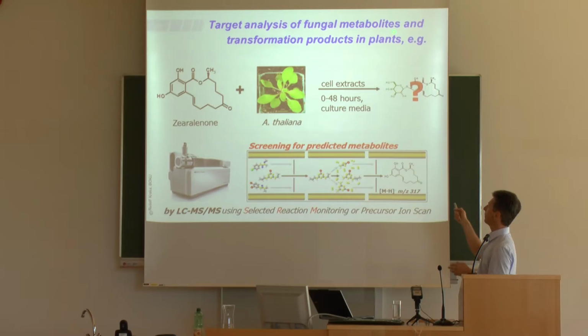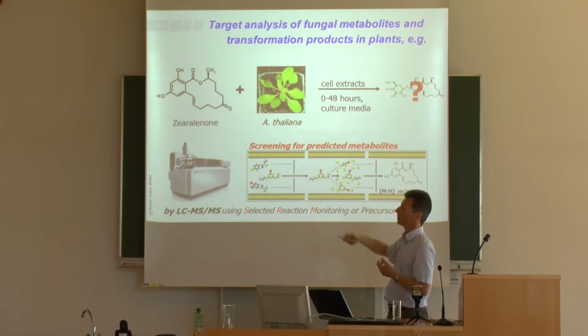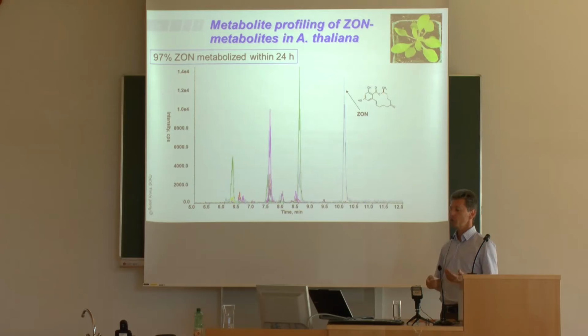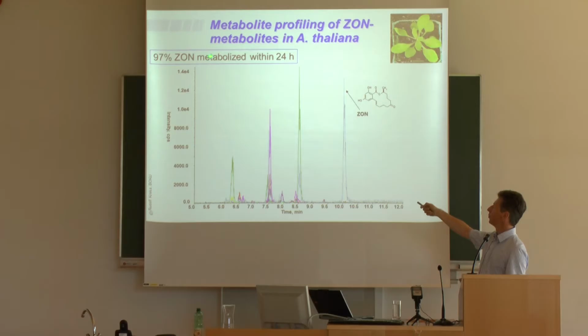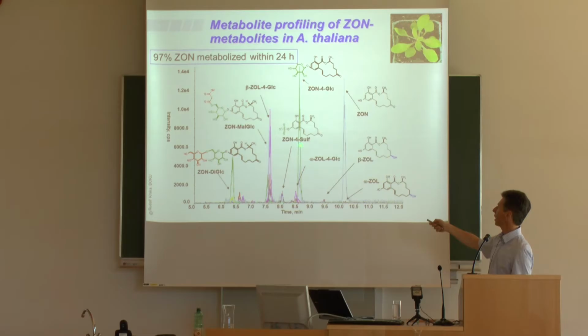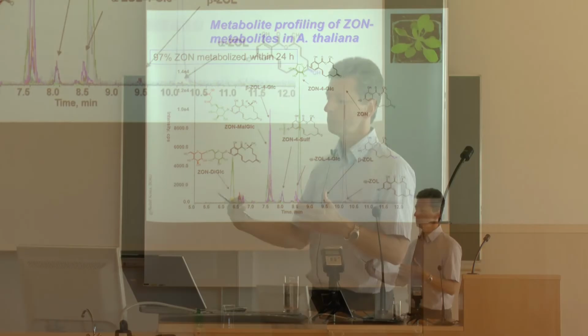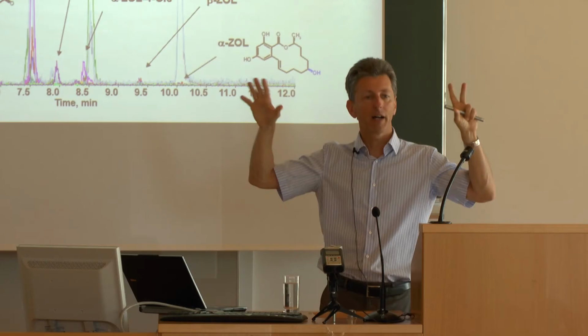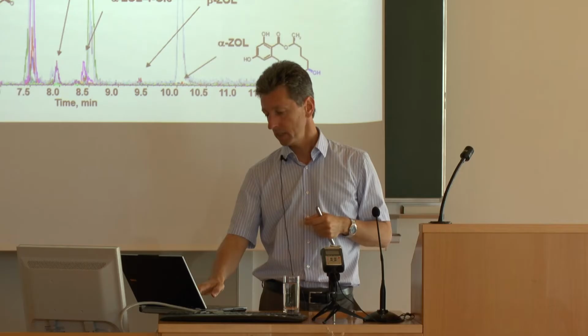So what we did is actually adding zearalenone to Arabidopsis thaliana and see what is the capability of a plant to metabolize a mycotoxin. And actually, you see, even with Q-TOF mass spectrometry and precursor ion scan, 97% of the zearalenone was metabolized within 24 hours with a great variety of different metabolization products, glucosides, malonyl glucosides, sulfates, zearalenols, and so forth. So quite an amazing capability of plants to degrade, to metabolize mycotoxins to other components than the usual masked mycotoxins which we have got in mind, and which actually is a research field on its own.